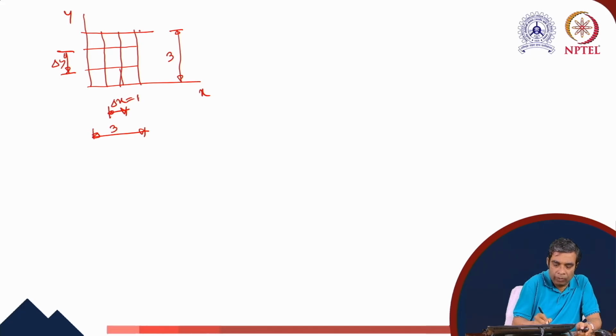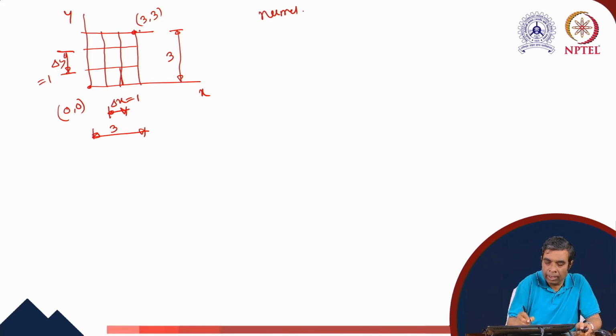So delta x equals 1 and delta y equals 1. This coordinate is 3, 3 and the origin is 0, 0. Here we have 9 elements, so numEL equals 9, and we have 16 global nodes, so numNP equals 16.